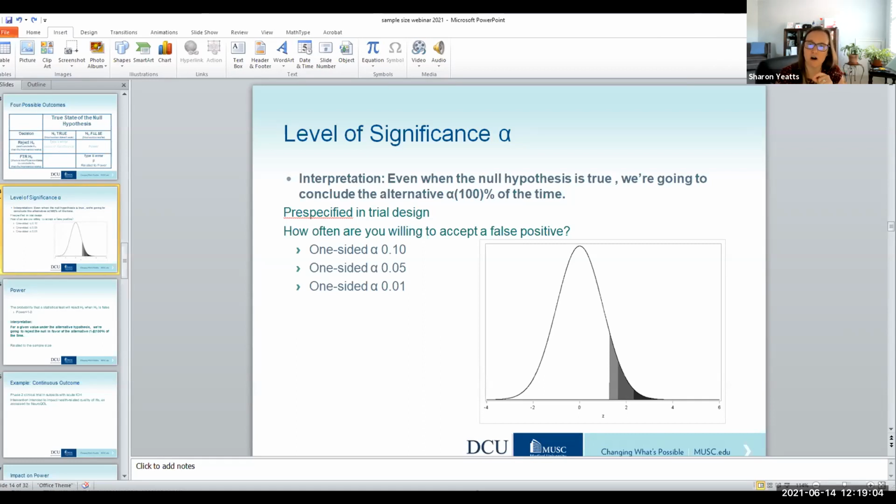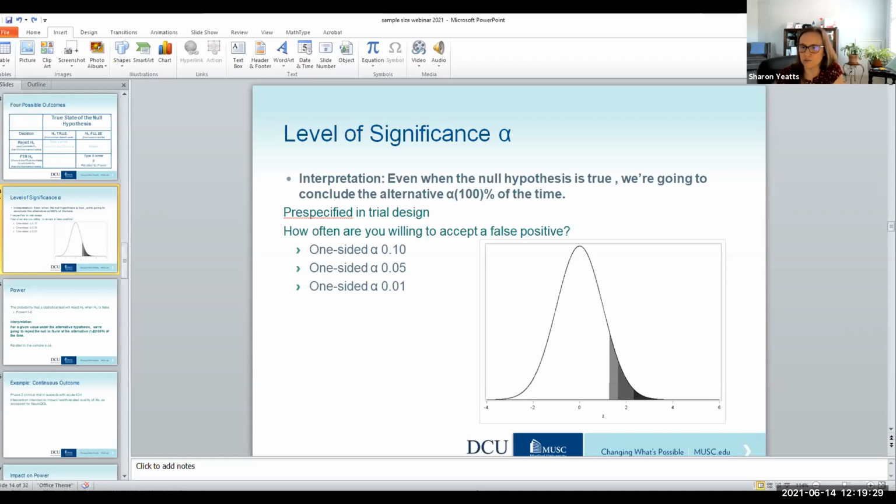What I think people often don't realize is that although alpha is often set at 0.05, 0.05 is not a magical number, and it should actually be based on the willingness of the investigator to accept a false positive. Okay. There are some statistical considerations, and we'll talk about this, but I'll show you here.